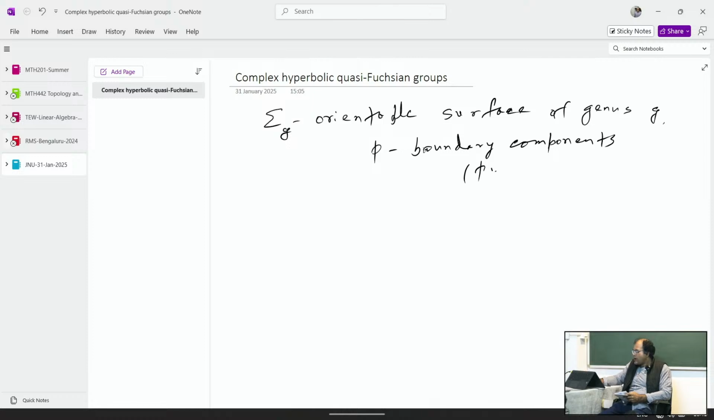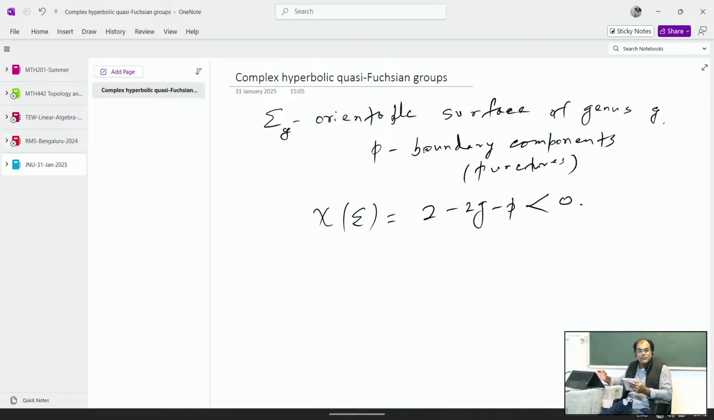So I consider boundary components as punctures. Okay. So then what is the Euler characteristic of the surface? Have you seen that? No? So that is 2 minus 2g minus p, and you take it less than zero, that is, negative Euler characteristic. Because unless you take a surface with negative Euler characteristic, you will not have a hyperbolic structure there.